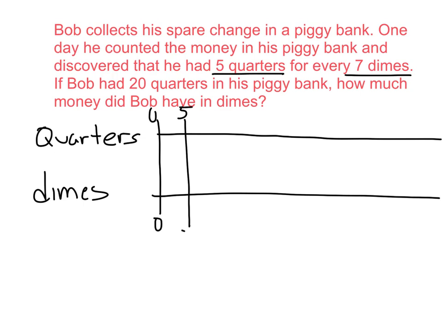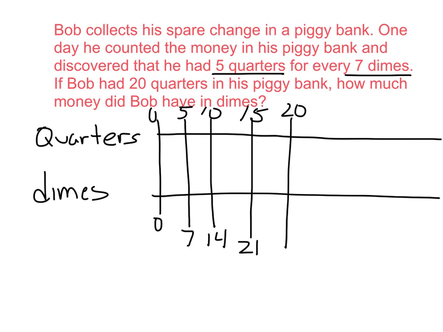So 5 to 7. My next number line, I'm going to multiply by 2. I'll get 10 to 14. And I'm going to continue: 15 to 21. And then 20 to 28. And again, I've reached my 20 quarters, so therefore I can see how many dimes I have. I have 20 quarters, 28 dimes. So Bob has 28 dimes in his piggy bank.